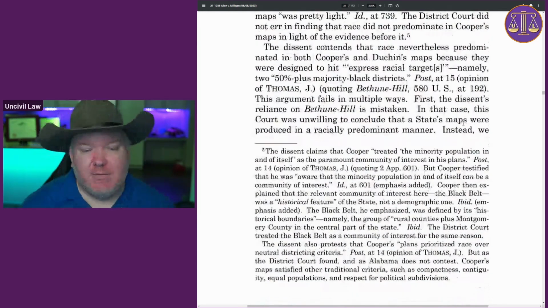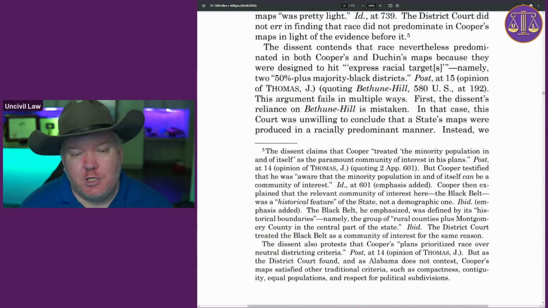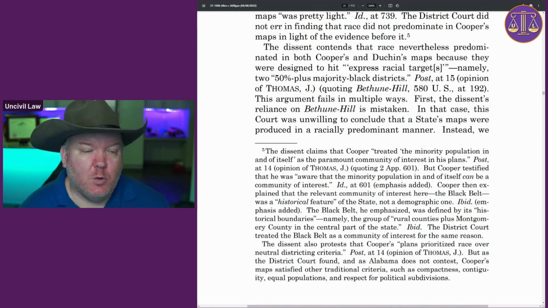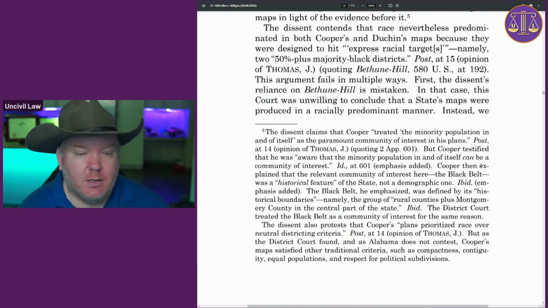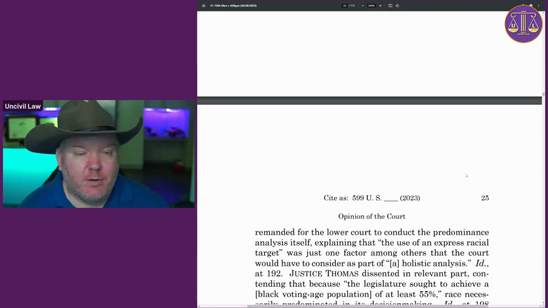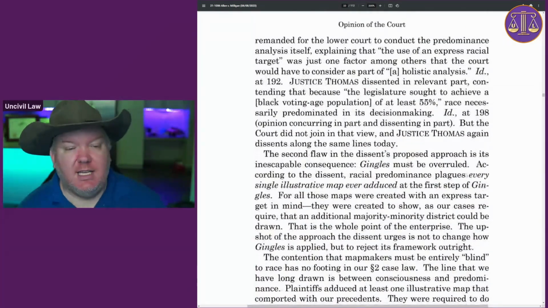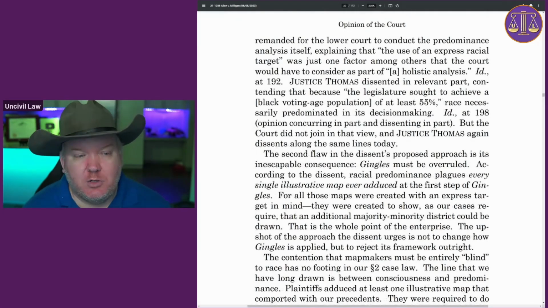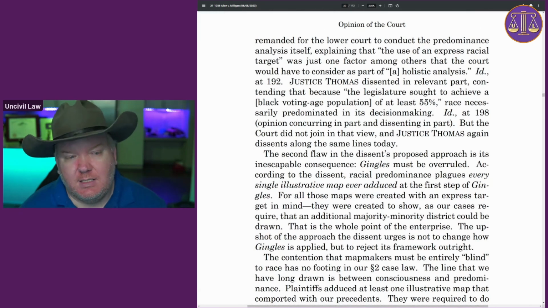The dissent contends that race nevertheless predominated in both Cooper's and Duchin's maps because they were designed to hit express racial targets, namely 50% plus majority-minority districts. This argument fails in multiple ways. First, the dissent's reliance on a different case is mistaken. In that case, the court was unwilling to conclude the state maps were produced in a racially predominant manner. Instead, we remanded for the lower court to conduct the predominance analysis itself, explaining that the use of an express racial target was just one factor among others the court would have considered as part of a holistic analysis.